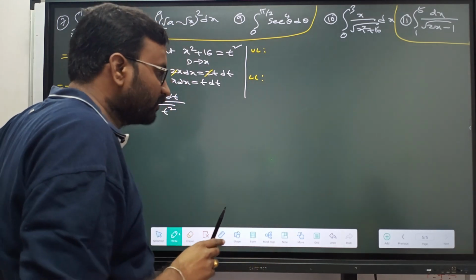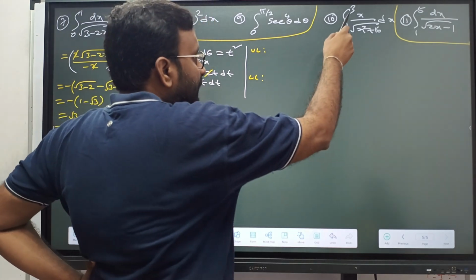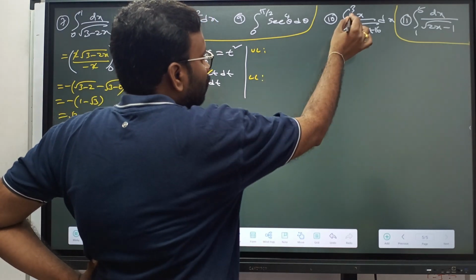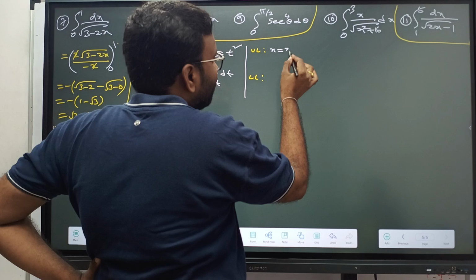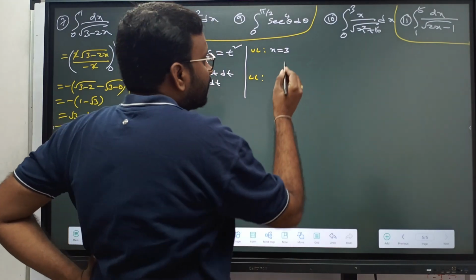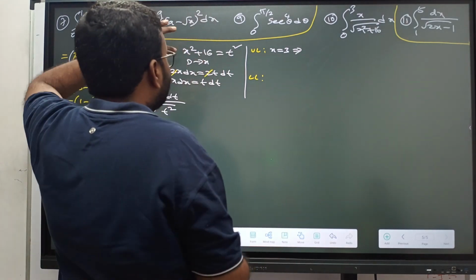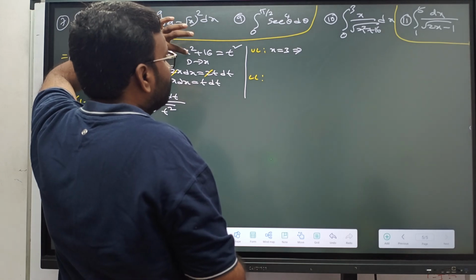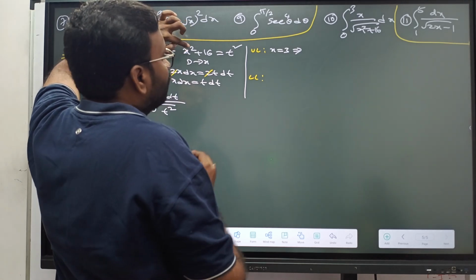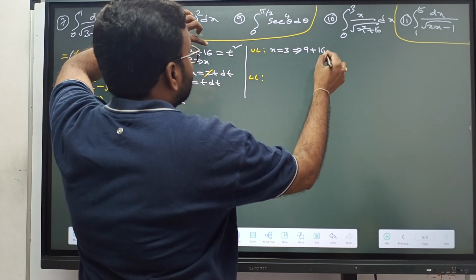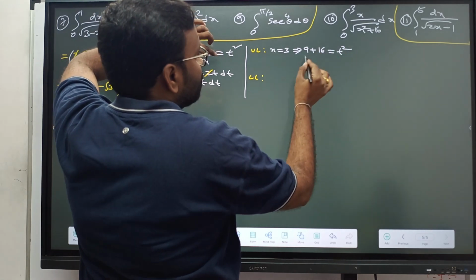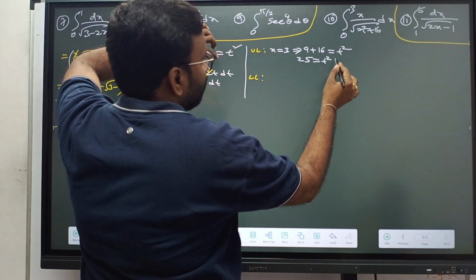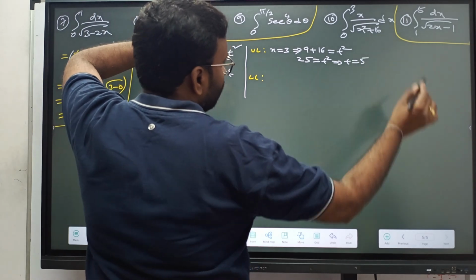Upper limit, how it will change? What is upper limit actually? 3. So upper limit x equal to what? 3 given. What is t we need to find? x equal to 3, that implies substitute here 3. 3 square, 9 plus 16 is equal to t square. 9 plus 16, 25 is equal to t square. Then what is t? 5.